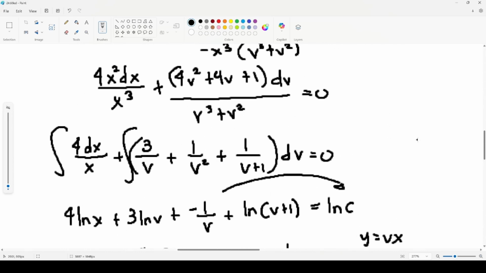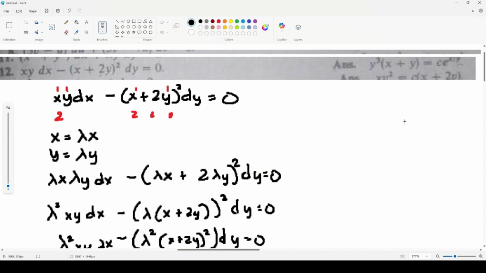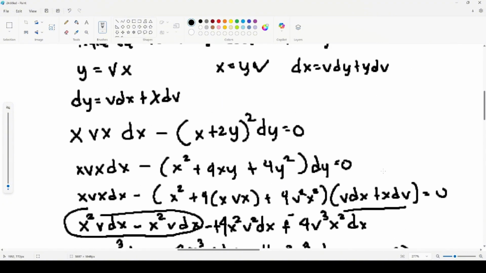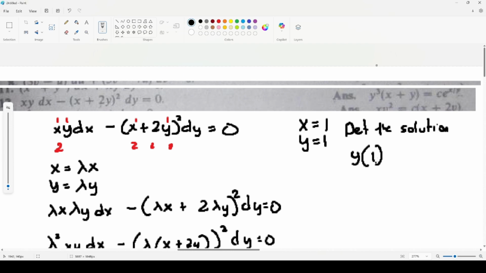Now, just for another situation where we could have what you call a particular solution. Again, to the students, if the problem gives you a situation where, let's say, x is equal to 1 and y is equal to 1, then it asks you to determine the solution if x equals 1, y equals 1, or written in the form of y(1) is equal to 1.